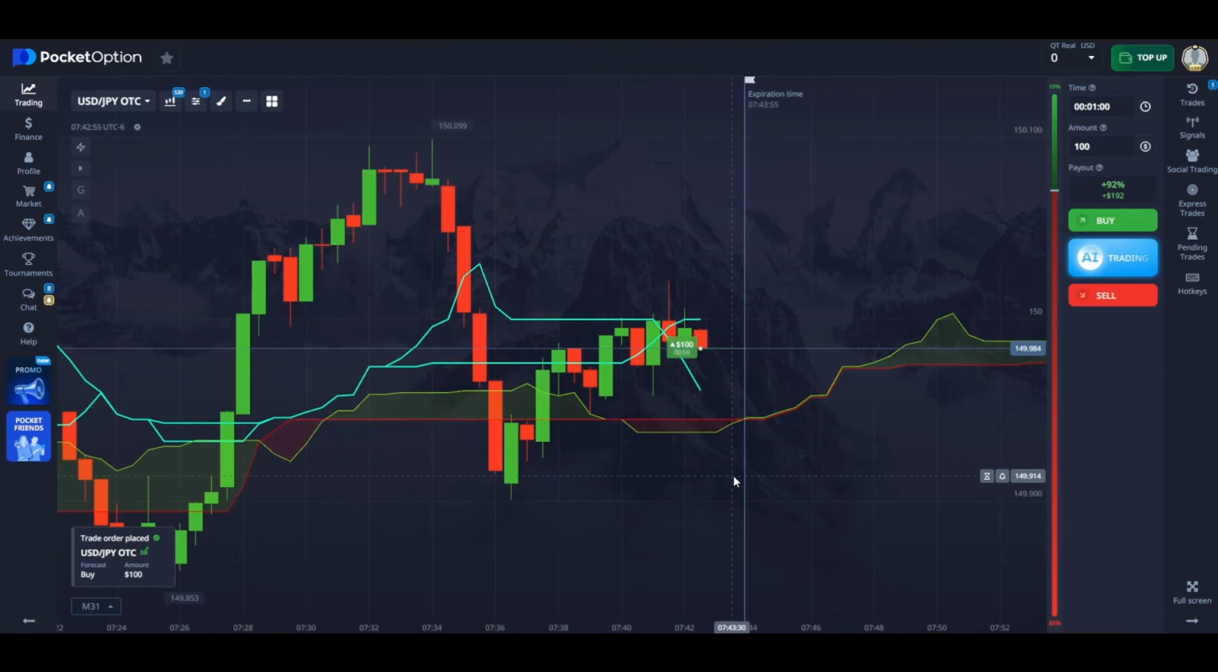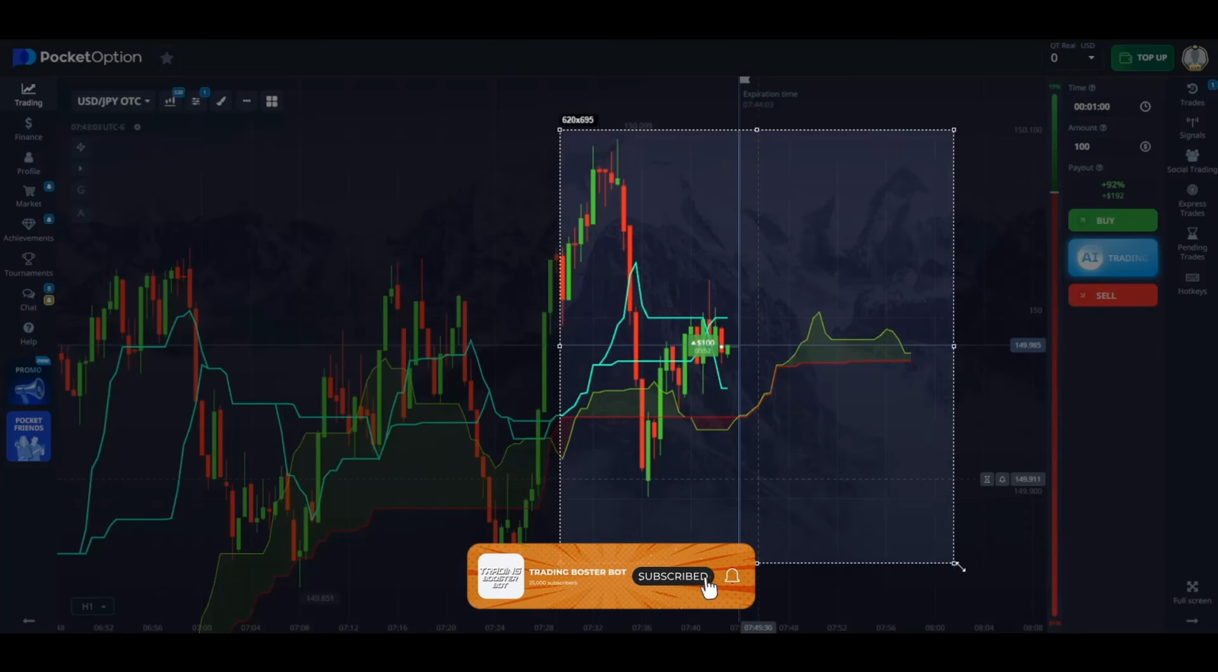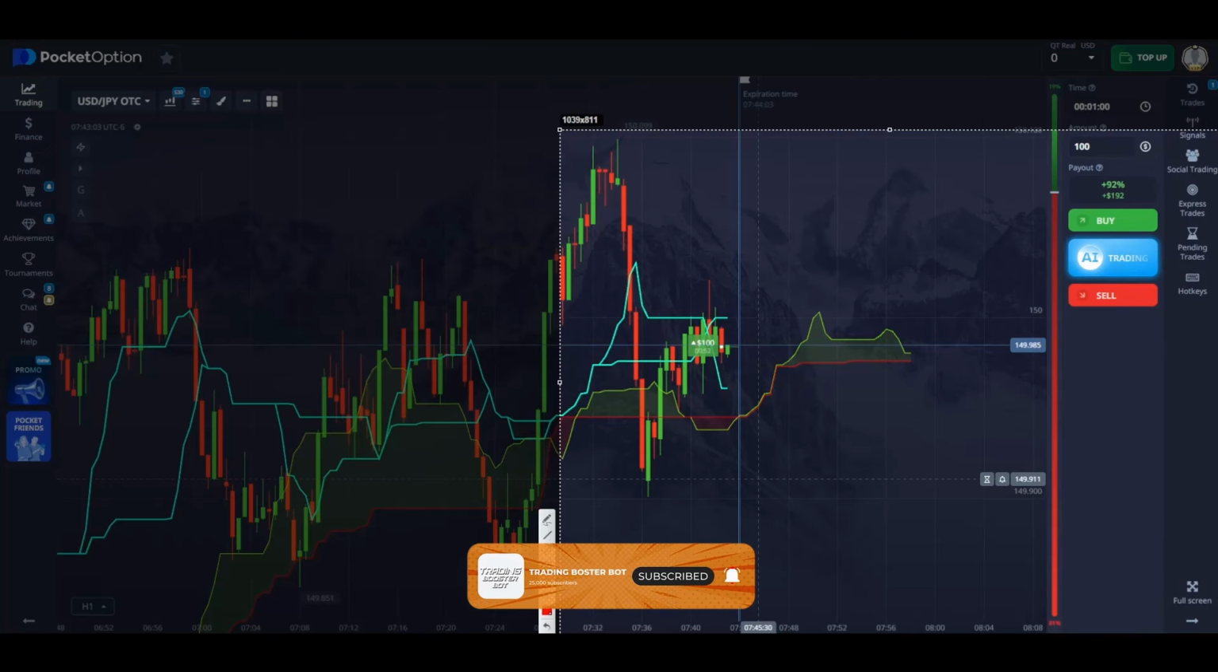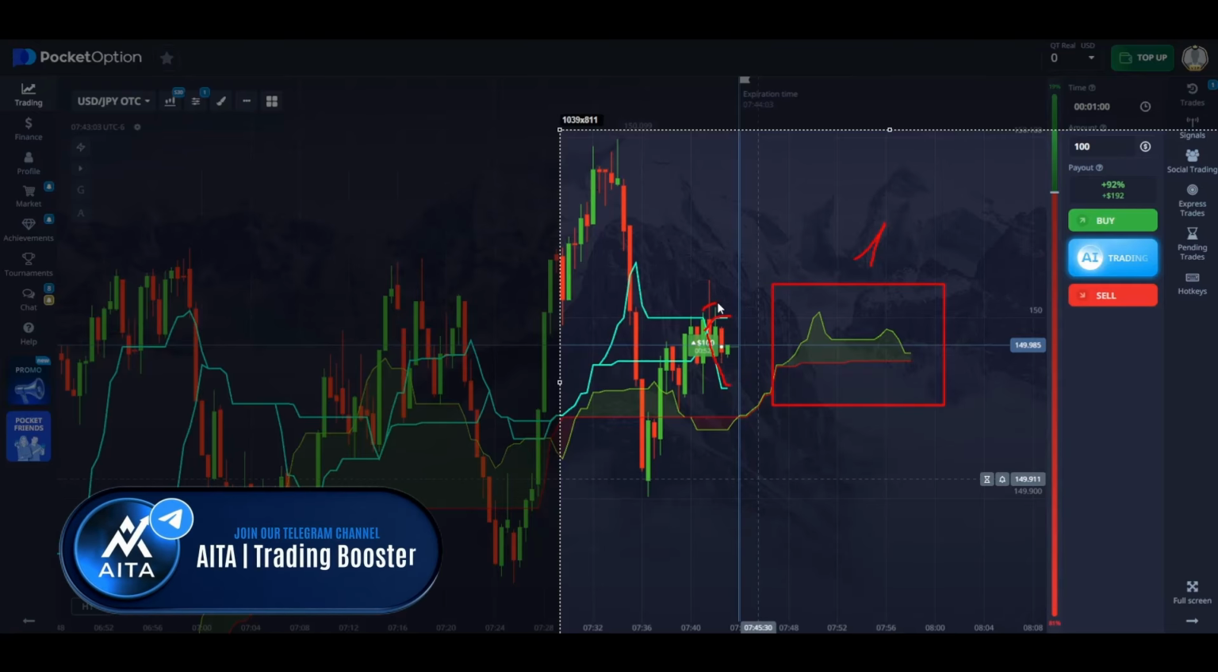Alright, check this out. The first trade is for an upward move using the Ichimoku cloud indicator. Let's break down how this strategy works with this indicator. Watch closely. Right now, both are green, which means this is our first signal that we can open a trade, in our case, for an upward move. The second signal is that the price is between these two lines. See? It's right between them.